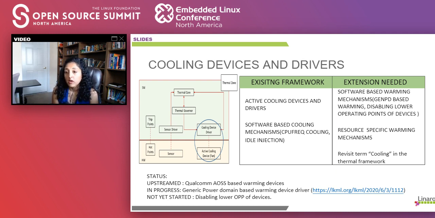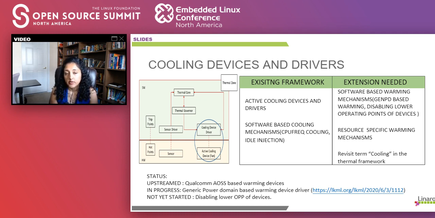For the Qualcomm Snapdragon SoCs that we have been working on, the kind of warming mitigation that we need is, if the temperature is going really low, we would want to stop that from happening. The kind of warming actions that we have seen so far, one is software-based warming mechanisms. That would be something like a generic power domain-based warming, where you say that certain power domains have to be turned on, kept on, or kept at a particular state in order to maintain the system at a particular temperature or to stop the system from dipping down.